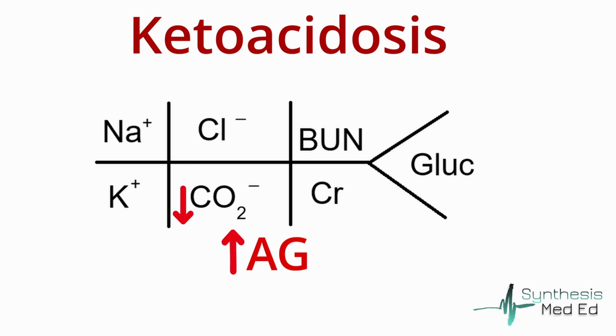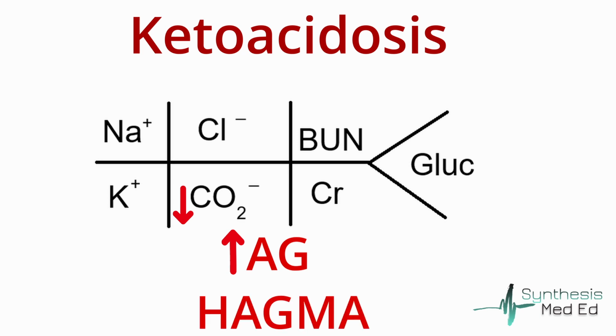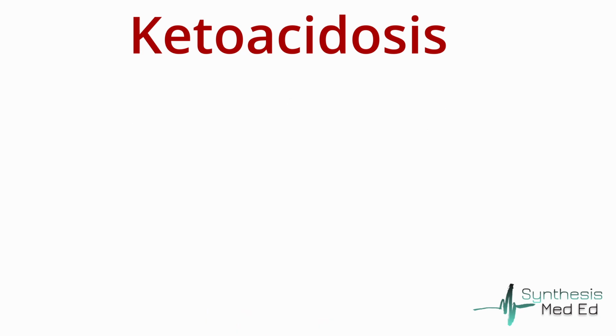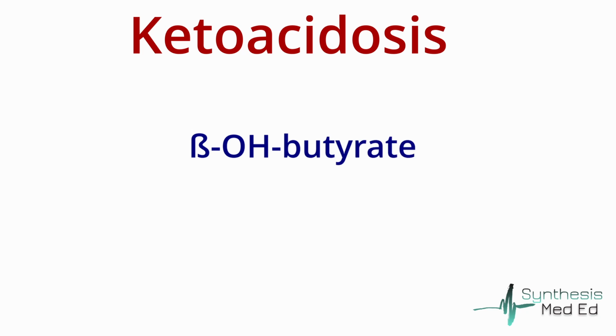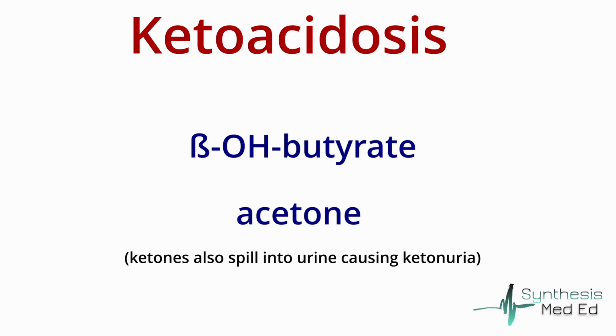A decreased bicarbonate level in the setting of an increased anion gap is known as a high anion gap metabolic acidosis. One of the causes of high anion gap metabolic acidosis is ketoacidosis. And so if we suspect this, we can then measure the serum beta-hydroxybutyrate, or if this is unavailable, the serum acetone. And this will help us identify a ketoacidosis.